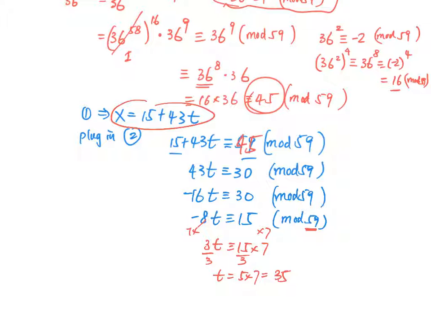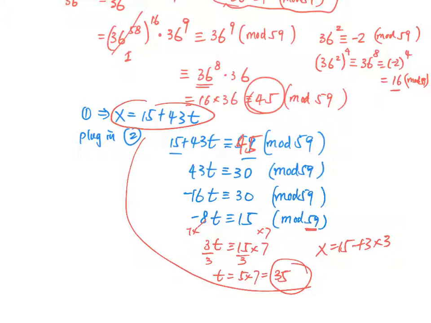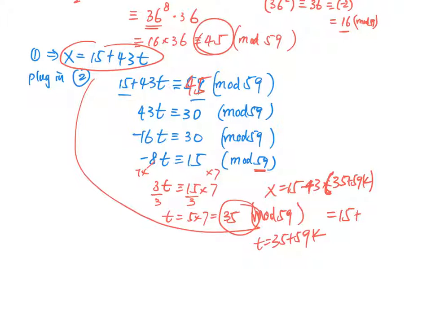So now, according to this result, I'm going to plug this in here. So x is congruent to 15 plus 43 times t, where t is 35 mod 59, which means t is equal to 35 plus 59k. Okay, finally we are able to do this: 15 plus 43 times 35 plus 43 times 59k. So it turns out to be 1520 plus 2537k. So this is the answer.